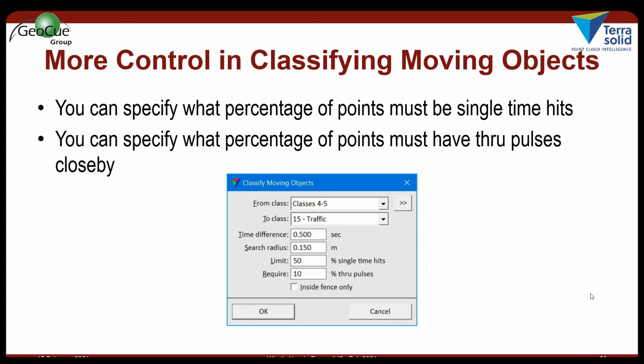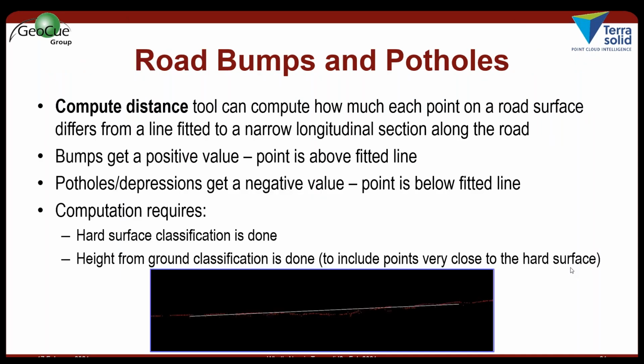There are some new settings on the moving objects. This limit and require was always there, it was just hidden, and now we have control over it. So we can modify these settings so that things like fences don't get removed as moving objects just because they have pulses that move through them. So we can change these settings around to get better results from the moving objects on mobile data sets.